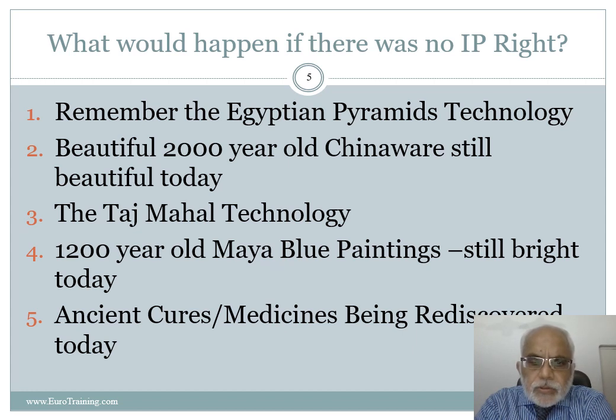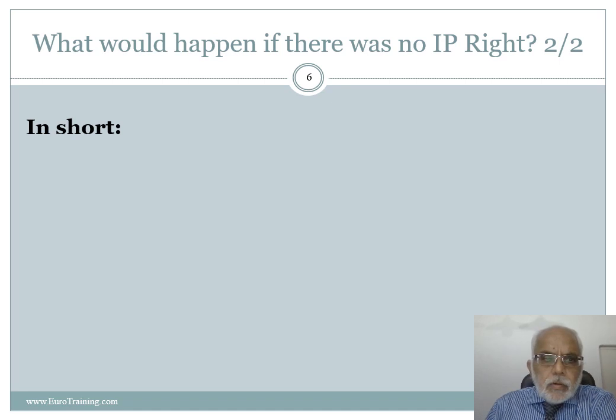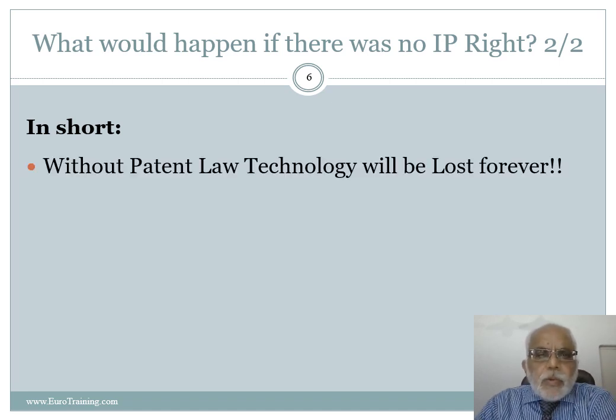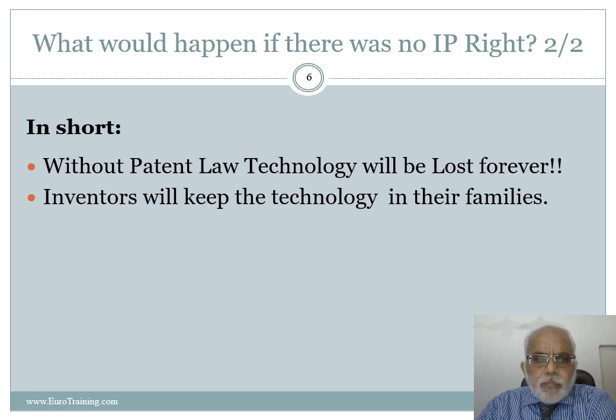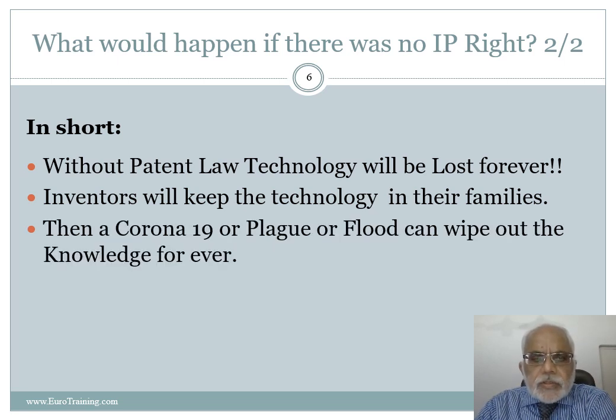There are many ancient cures or medicines being rediscovered today as traditional medicine, because many of these medicines were never documented in Africa, Asia. Again, if intellectual property rights had been there, this knowledge could have got documented. In short, without intellectual patent law, technology would be lost forever. Inventors would keep the technology in their families, then a corona-19 or plague or flood can wipe out the knowledge forever.